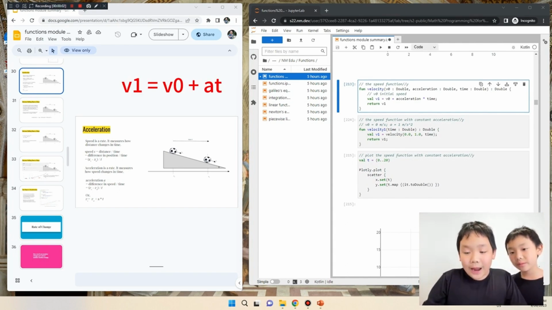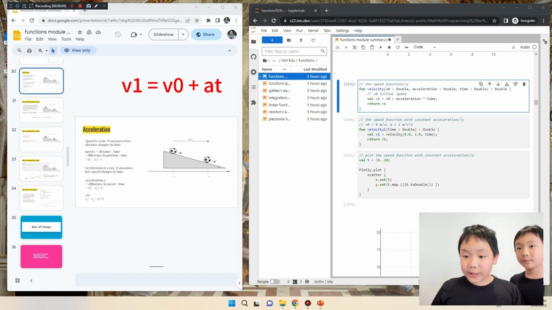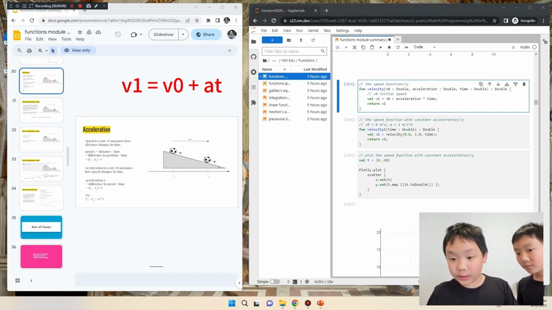So here we have the speed function. This function basically has two things.